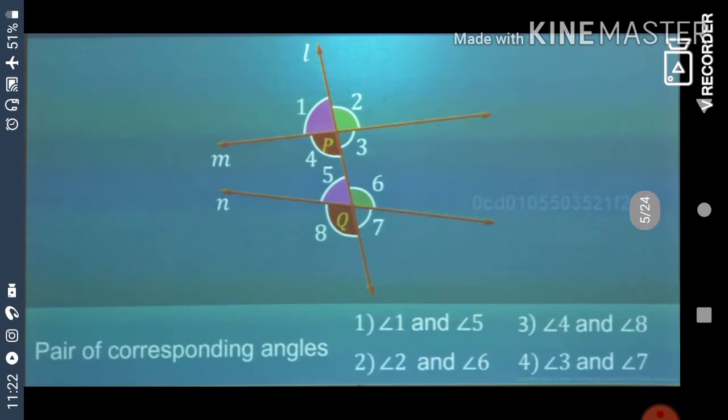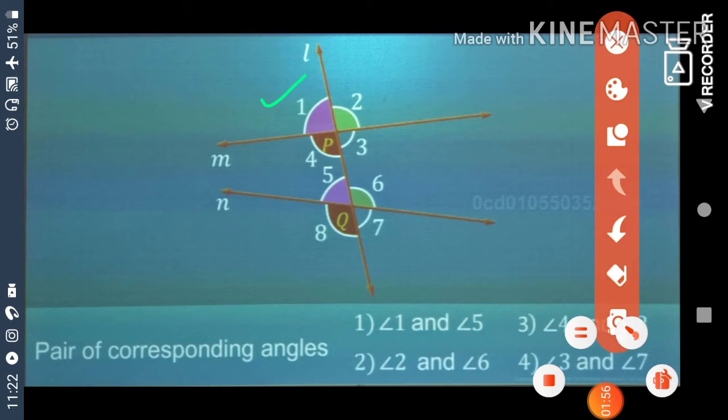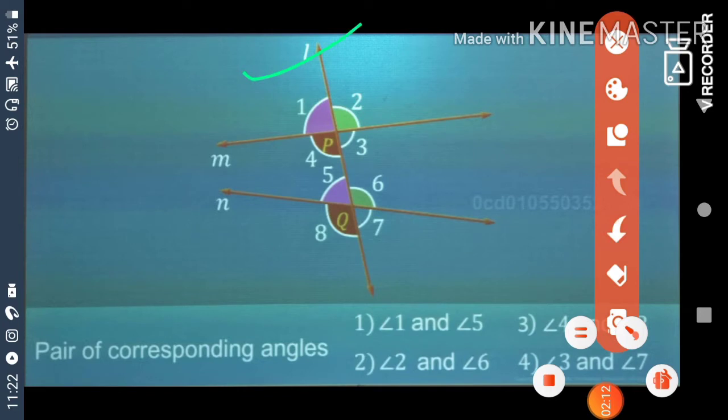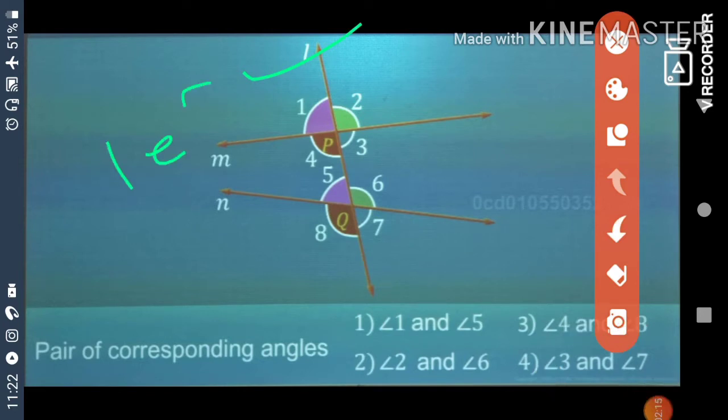Okay, now we'll talk about the pair of corresponding angles made by a transversal. When the transversal intersects these two lines M and N, corresponding angles are made. Which are the corresponding angles? As you can see here, 1 and 5. Why are 1 and 5 corresponding angles here? Because these two angles are made on the same side of the transversal. This L is a transversal and these are made on the left side. Which ones? 1 and 5.